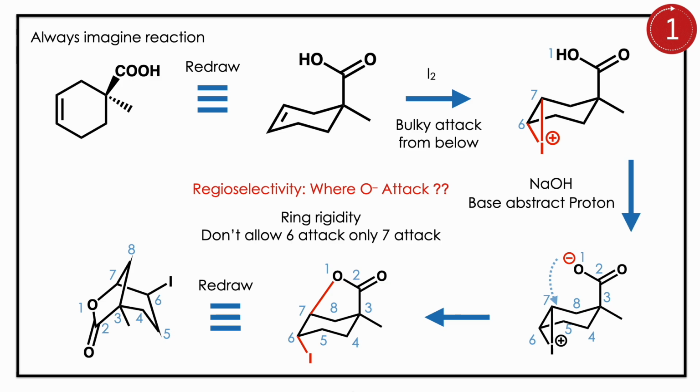After you redraw, you have the final molecule. The concept you have to learn here is that you should always think about the possibilities and imagine the reaction. According to that, you have to redraw the molecule to get the better regioselectivity.